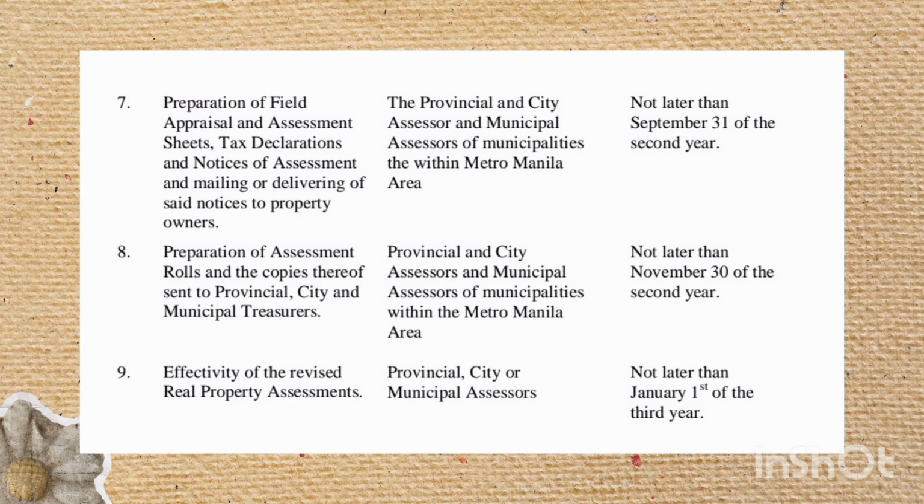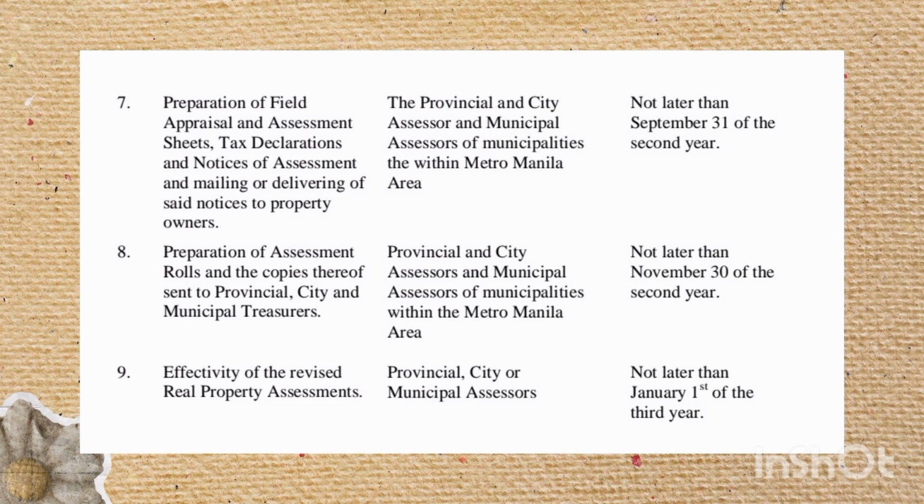The last activity is the effectivity of the revised real property assessment. So the responsible here are the provincial, city, or the municipal assessors. So the period is not later than January 1st of the third year.